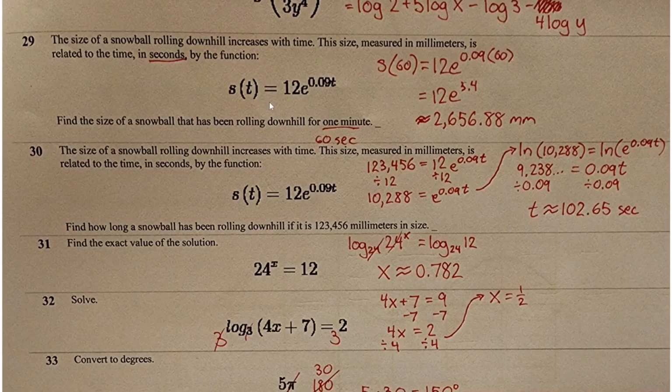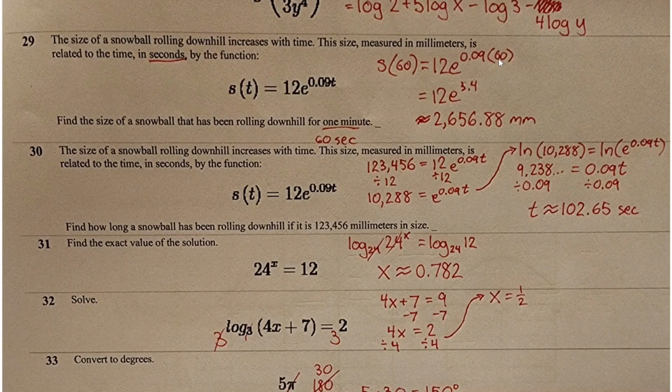Number 29 and 30 are very similar. It gives you the exact same formula, but in number 29, it gives you a time. You just take that time and plug it in. It says 1 minute. Don't be fooled, because this is a function in terms of seconds. So we do have to call that 60. Very important that you know what unit you're working with. And that's why scientists can get so frustrated with us mathematicians.